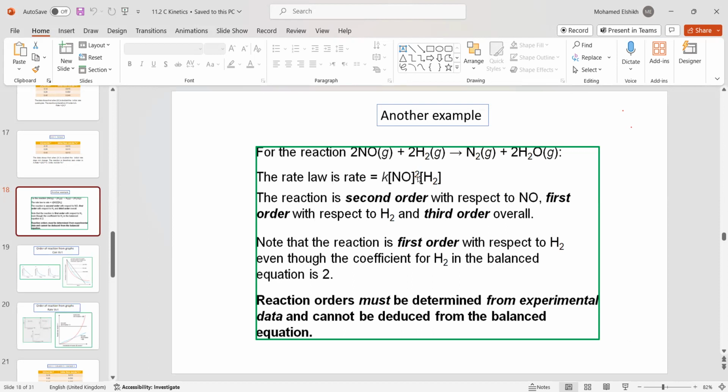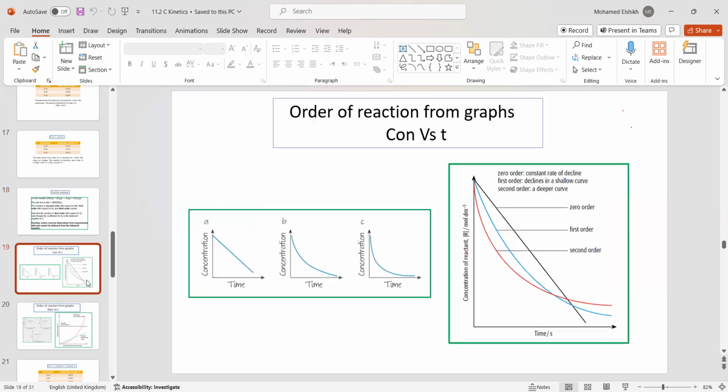So this chemical reaction is second order in relation to NO. And this chemical reaction is first order in relation to H2. And this chemical reaction is third order in relation to both of them. If you want to take the overall, this is 2 plus 1, that is 3. Fine.